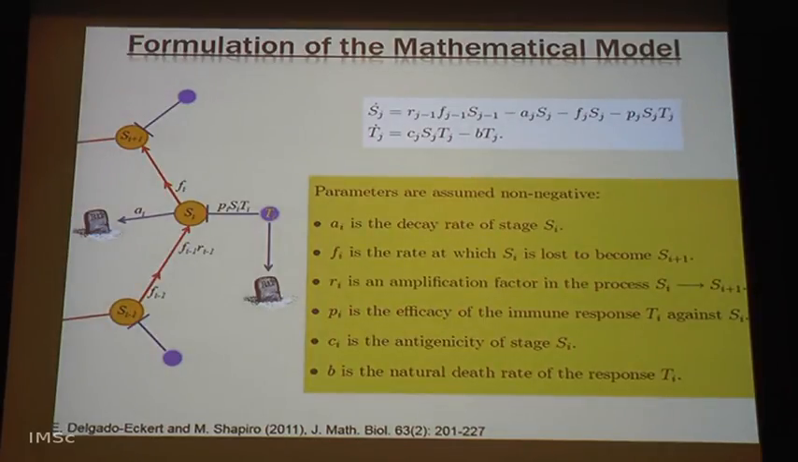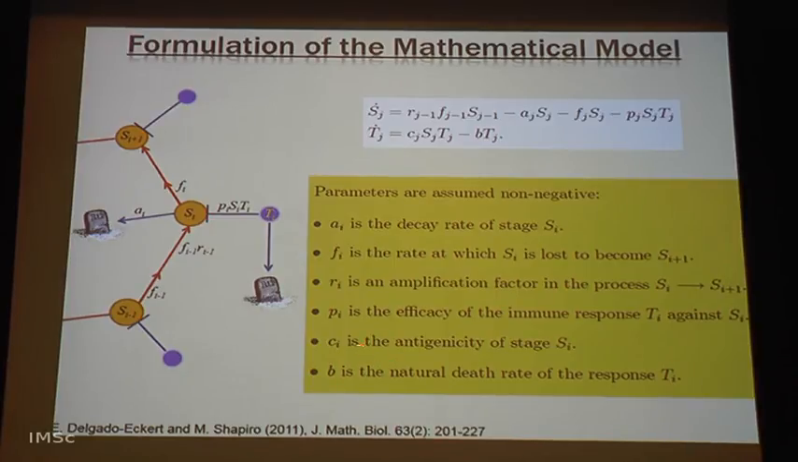So this is essentially the structure of the model, and let me take you through the specific meaning of the parameters, just so that you keep that in mind for the rest of my talk. As I said, A_i is the decay of a given stage. F_i is the rate at which a given stage is lost to become the next one. Then we have R_i, which is an amplification factor in the process of going from one stage to the next. We have P_i, which is the efficacy by which the immune response acts against a given stage. So that is this factor here.